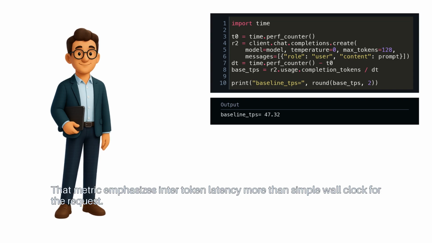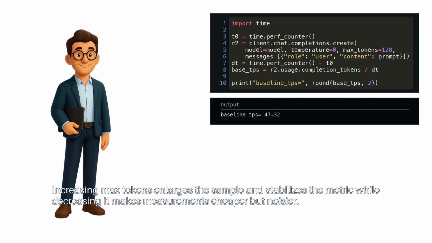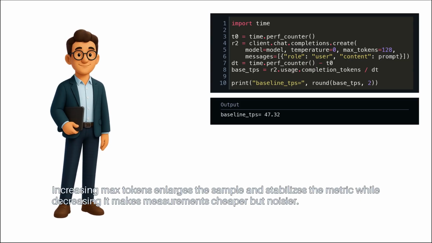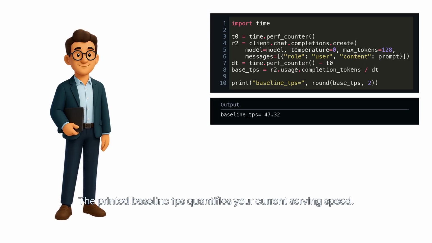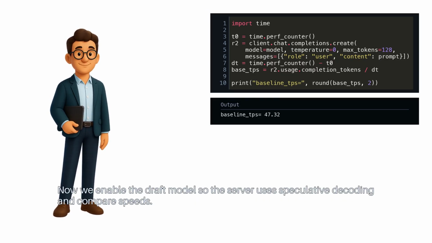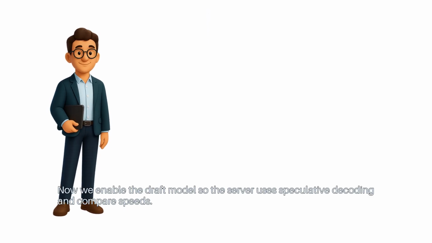That metric emphasizes inter-token latency more than simple wall clock for the request. Increasing max tokens enlarges the sample and stabilizes the metric, while decreasing it makes measurements cheaper but noisier. The printed baseline TPS quantifies your current serving speed. Now we enable the draft model, so the server uses speculative decoding, and compare speeds.